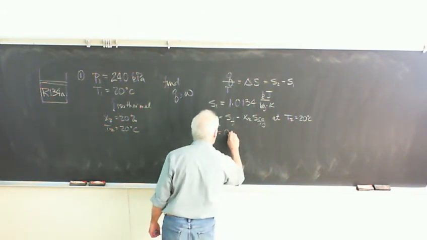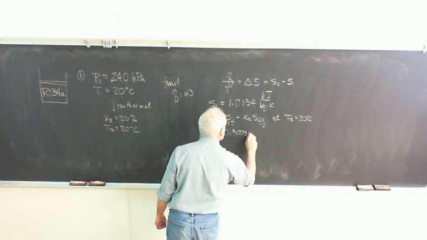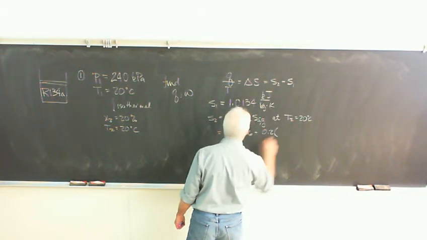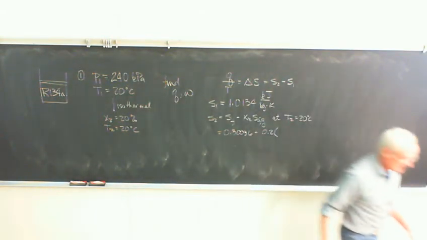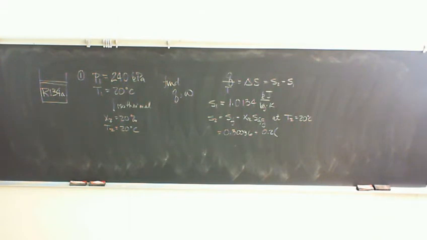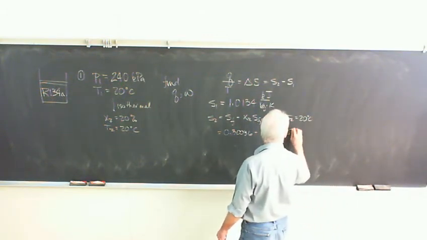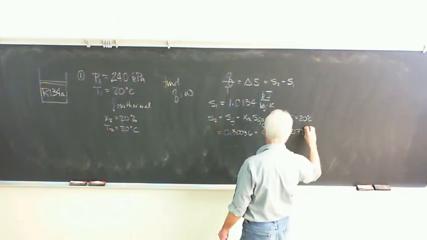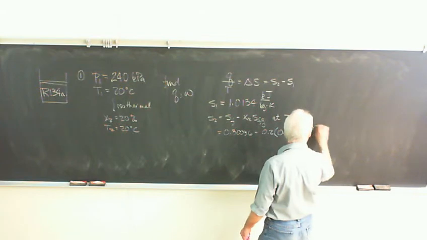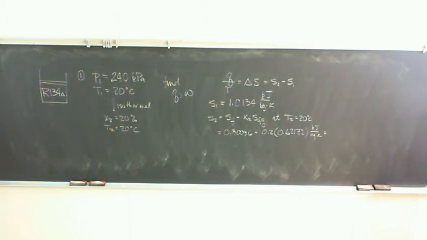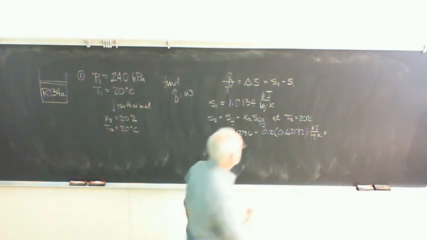SF, 0.3036, right? Plus the 20% quality times SFG. Remember, SFG is just the difference between SG and SF. It's nothing more than that. Just a convenience for us, because we always need those values, so in a fit of generosity, they actually calculate them for us. And we get that 0.4250, something like that.